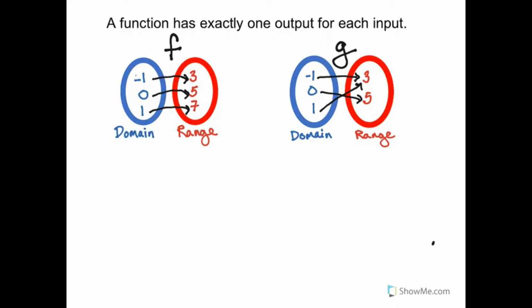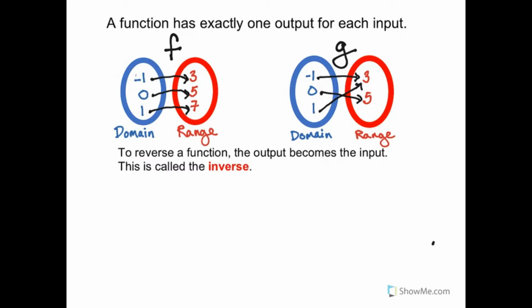A relation is a function if there's one output, exactly one, for each input. So the domain is the input, and since each element of the domain has exactly one arrow pointing to its output in both f and g, f and g are both functions.